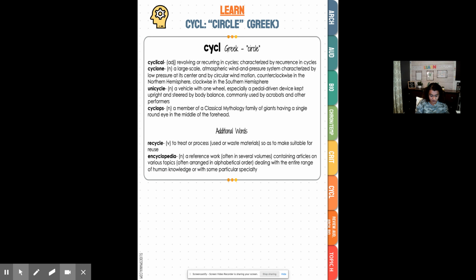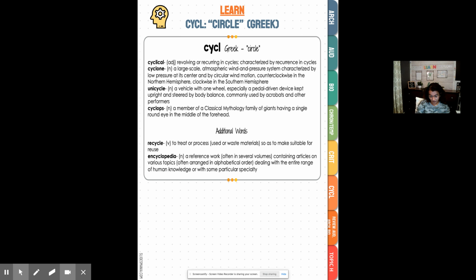All right, your next word is cyclone, which is a noun. I highly recommend you go and Google image this one. That would be very powerful. A cyclone is basically a huge atmospheric wind pressure system that goes counterclockwise. I've included a few pictures of it in the slides, but definitely Google image that one.